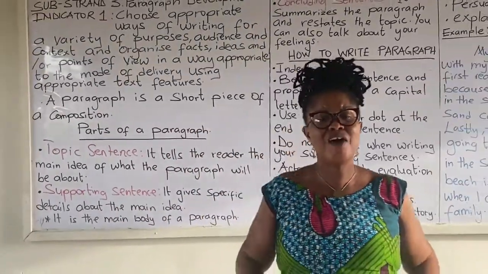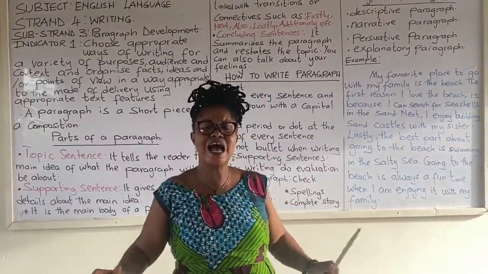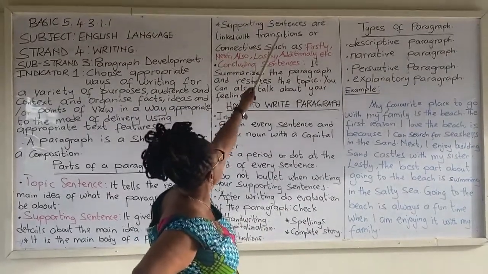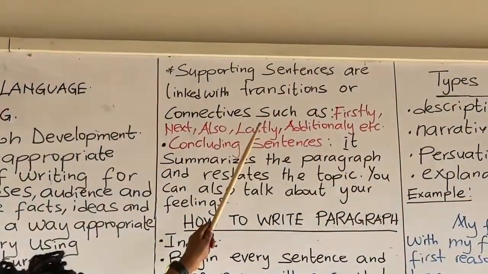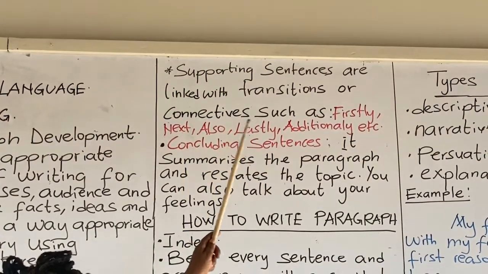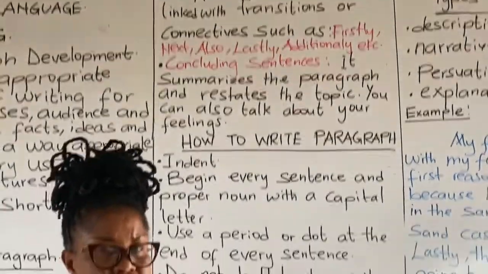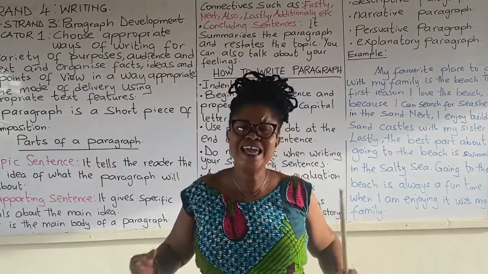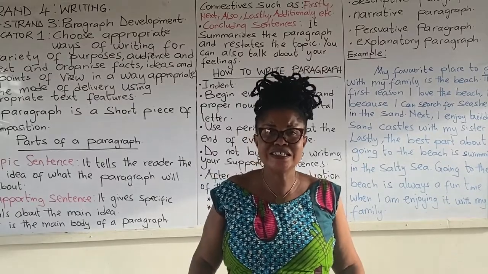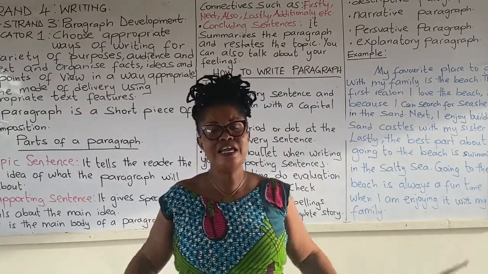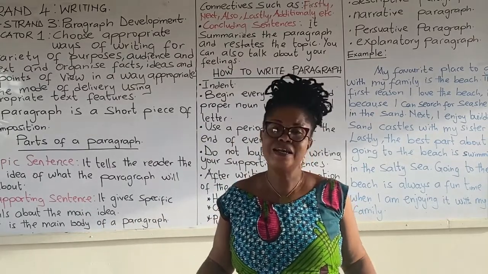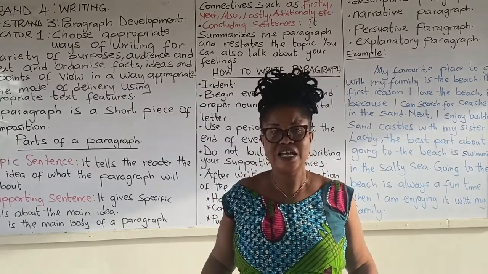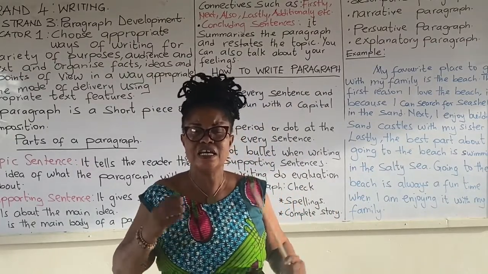When you are writing a paragraph, after your topic sentence, the supporting sentences support the topic sentence. Supporting sentences are linked with transitions or connectives, such as firstly, next, also, lastly, additionally, etc. Supporting sentences can be more than 4 or 5 in a paragraph, and they are linked with connectives or transitions such as firstly, secondly, in addition, moreover, lastly, next, also, etc. We have a whole lot of transitions that link our supporting sentences together.